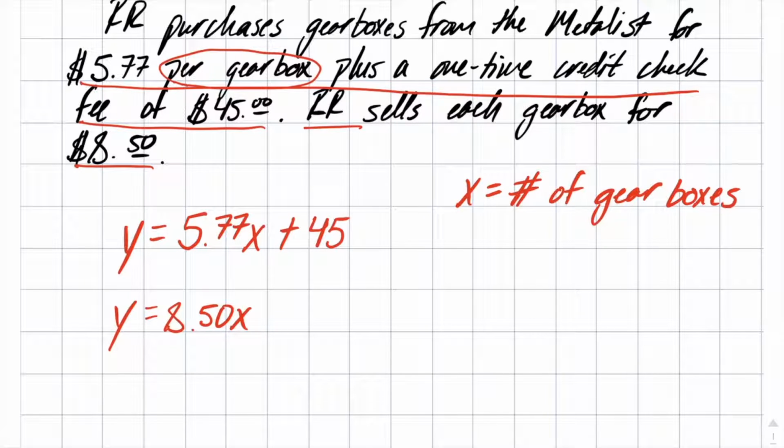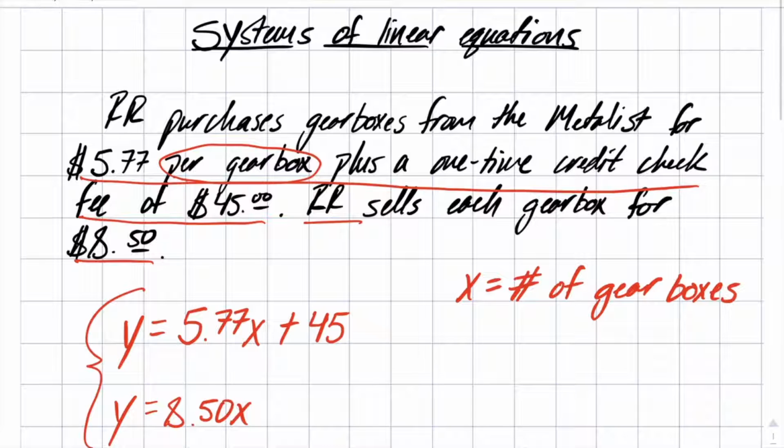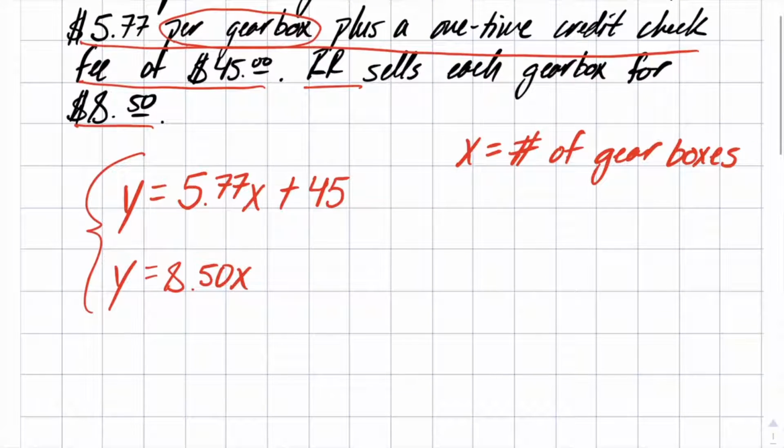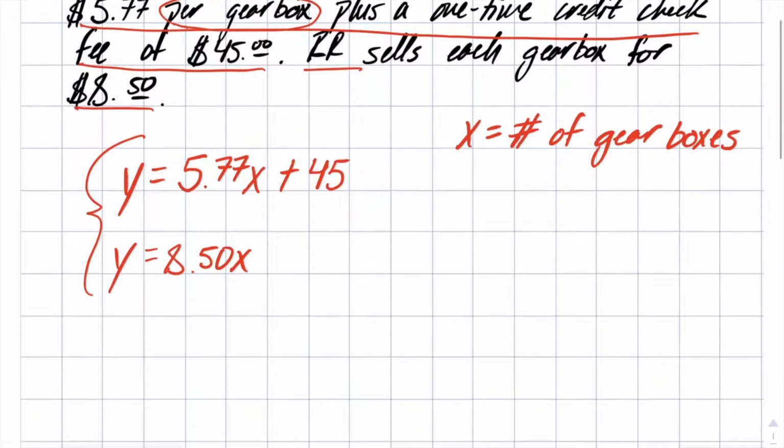So now we have two functions. Two equations here. Systems of linear equations, so we have two. And that makes the system. Now from here, let's go ahead and do a couple things. Let's go ahead and find the break-even point.